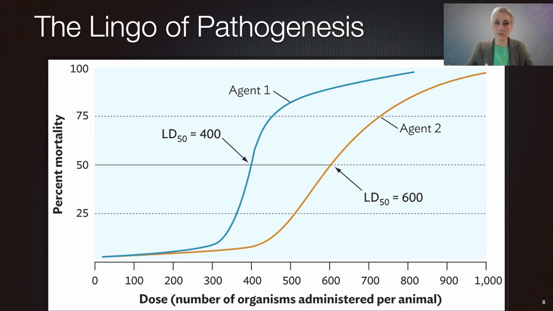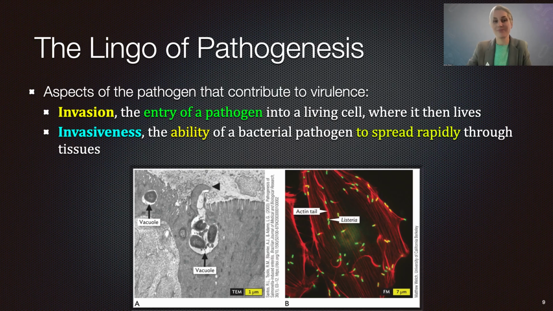So we'll give you a second to look at this and decide whether you think it's agent 1 or agent 2. So agent 1 would be more virulent in this situation because it only takes 400 of the dose administered, maybe 400 microorganisms to cause infection, versus agent 2 is 600 microorganisms, or 600 of a specific dose. So agent 1 is therefore more virulent than agent 2 based on its LD50.